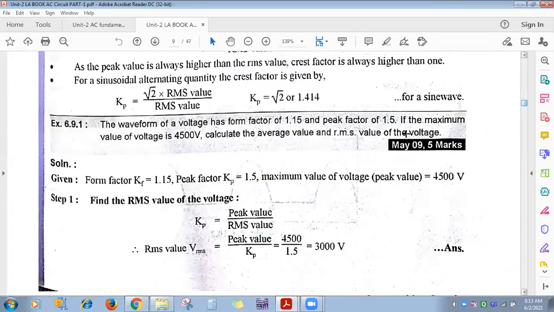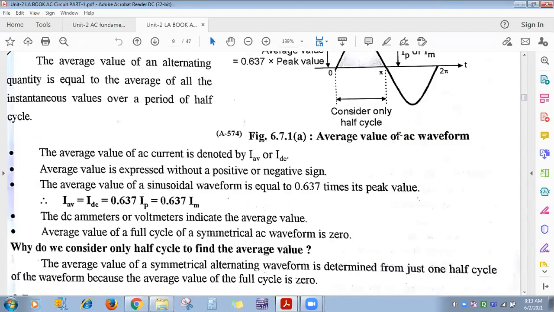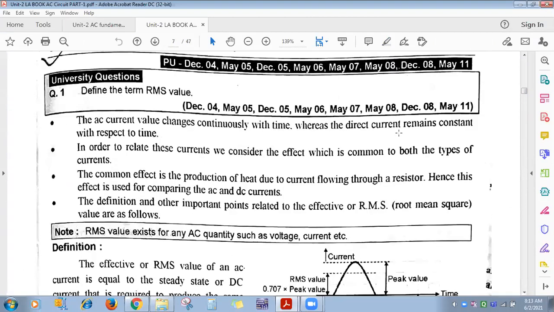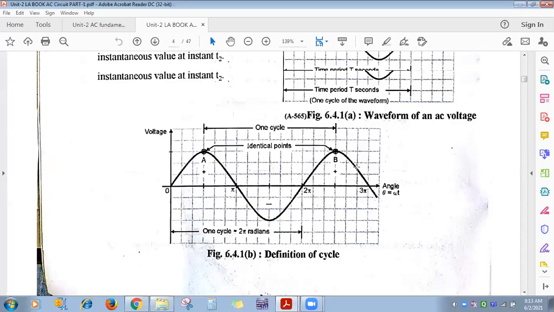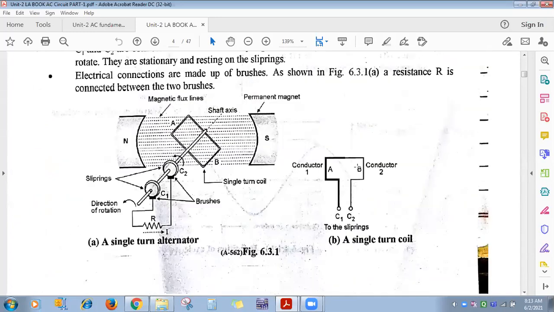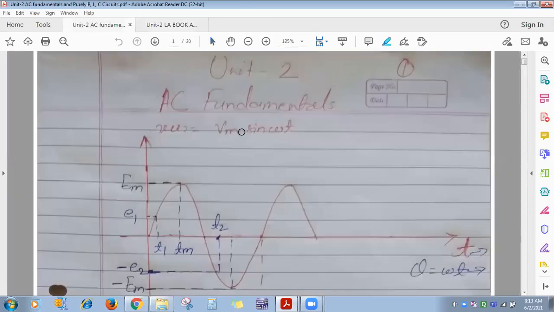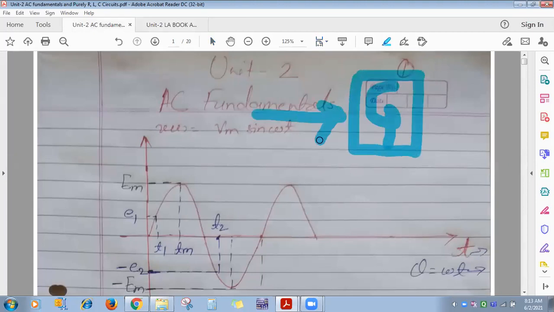So, what is the input to generator? Any kind of mechanical energy. Yes. And what is its output? Input to generator is mechanical and its output is electrical, AC current. So generator, its input is mechanical input.